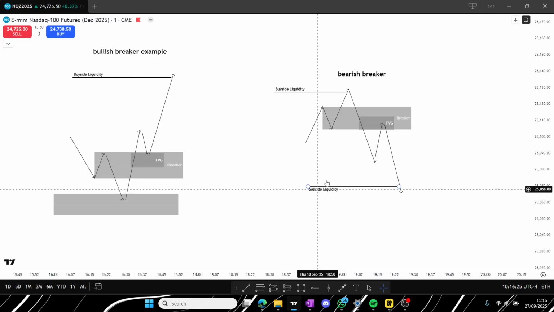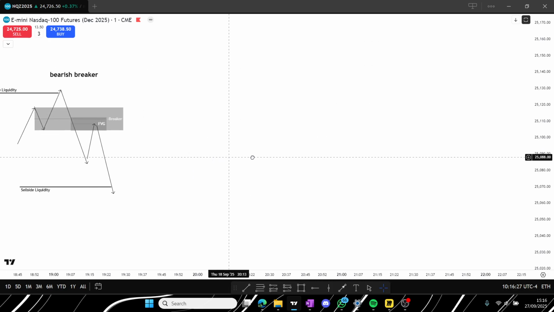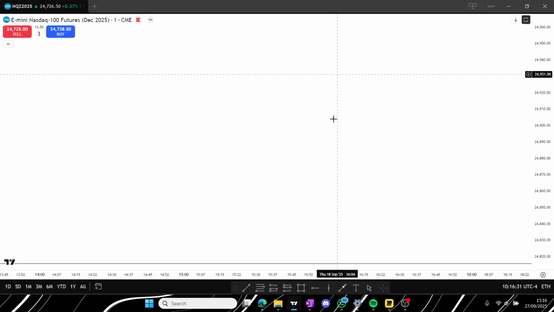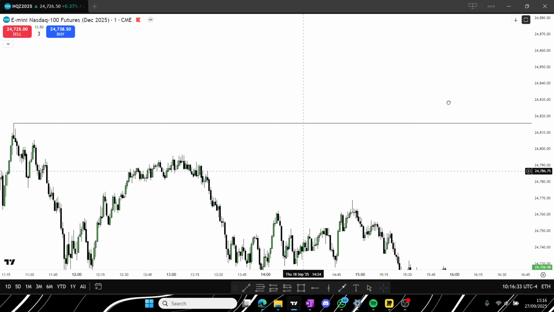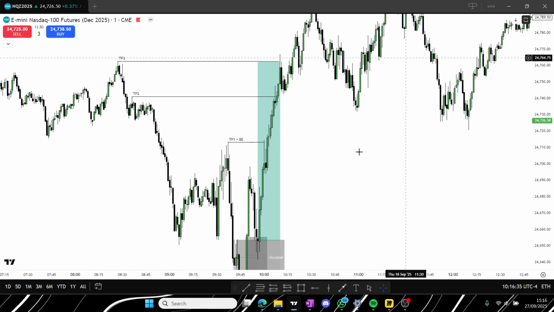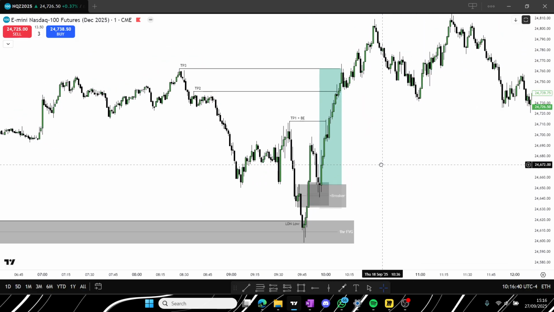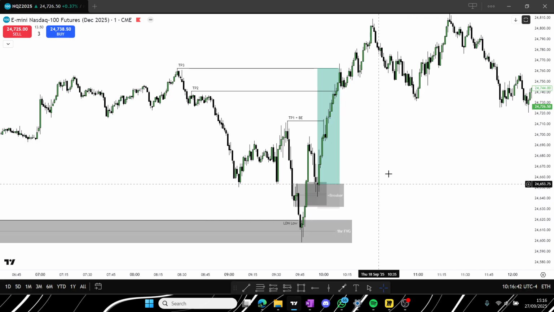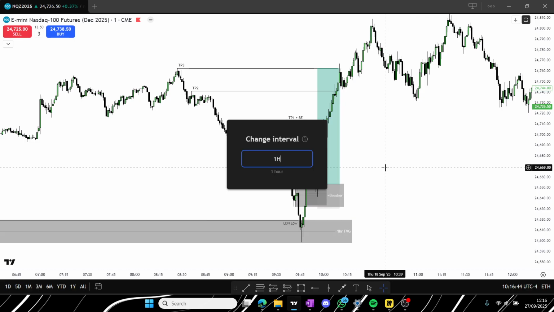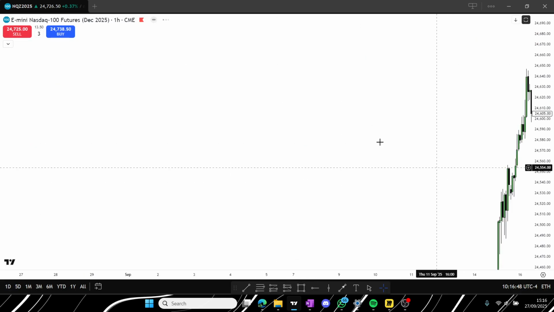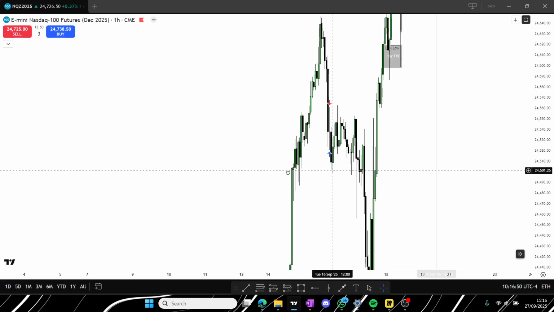Okay, that's breaker blocks. Now, have I got any other examples? No. All right, so let's go into the charts now. Don't know where this example is. Bear with me. Okay, here we go. So I actually took this trade and I'll just run you through what we have. So I'm going to go on to an hourly time frame here. Bear with us. My computer is quite slow, I've noticed.